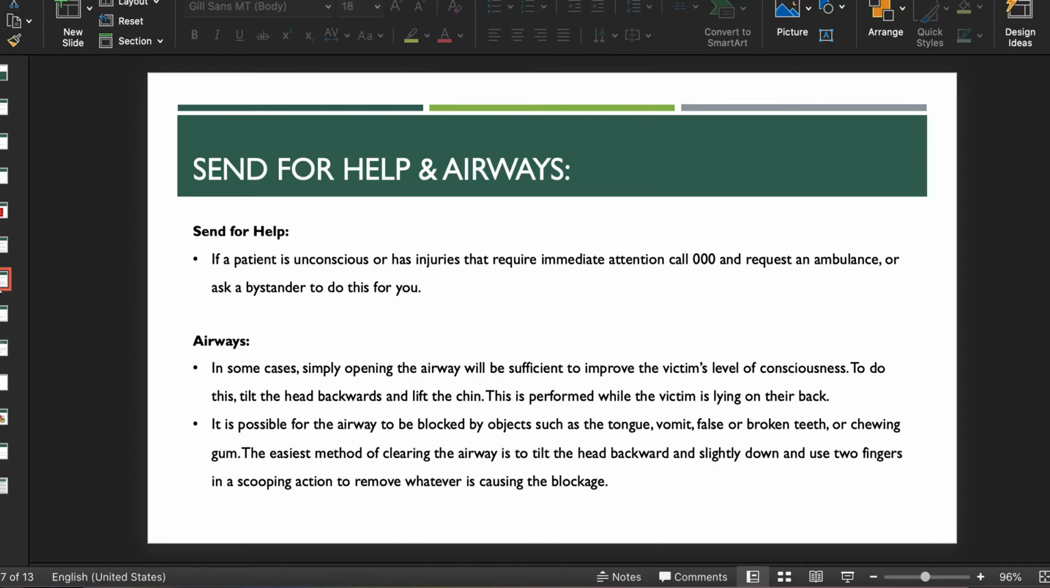Now we've done doctors, we're on to our ABCD. A stands for airways. Sometimes someone has become a little bit unconscious because there's something blocking their throat. They're not getting enough air through their windpipe. So the way that we do that is that we do a head tilt. We tilt the head backwards by lifting the chin while the casualty is lying on their back. Sometimes there is an object like the tongue or maybe some vomit or broken teeth in this person's throat. The easiest way to clear out the airways is to use the person's own fingers in a scooping motion to clear out the blockage.